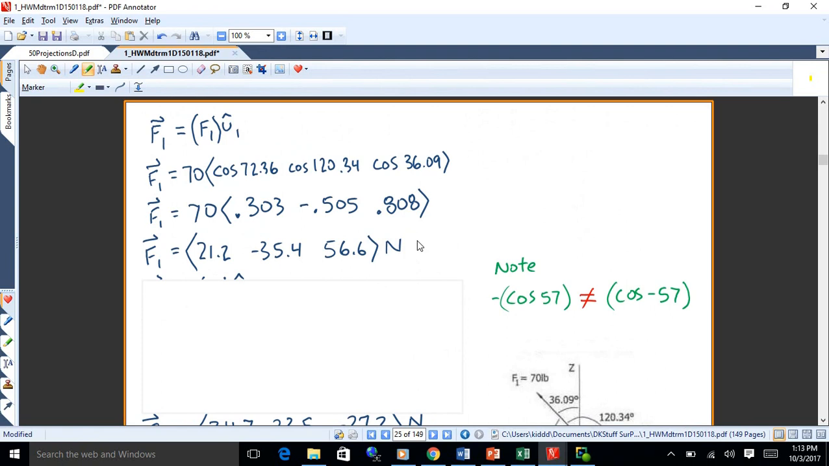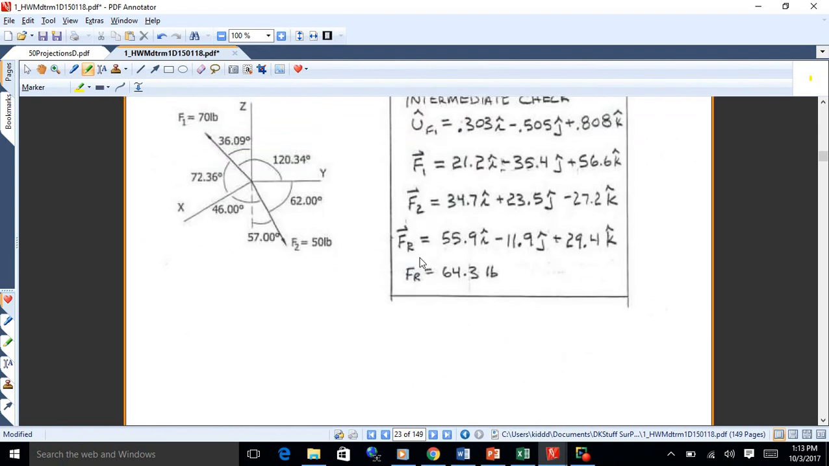Okay, we got F1 there. So what's F1 doing? F1, you can see the angles there for F1, and what you want to do here is just look at where the dimension line originates, where it starts, and where it ends, okay? So there's the angle with the z-axis for F1. Here's the angle with the x-axis. And here's the angle with the y-axis, okay?